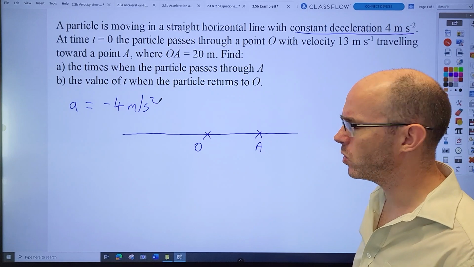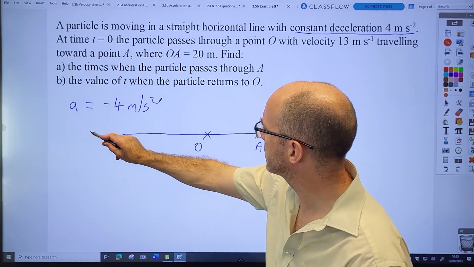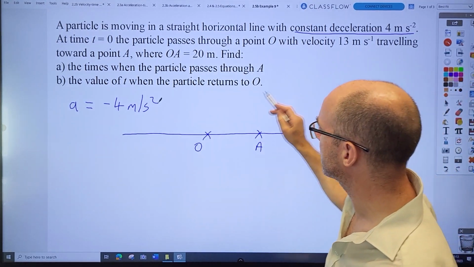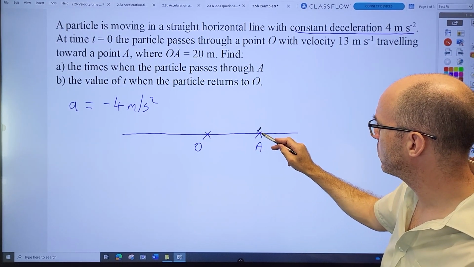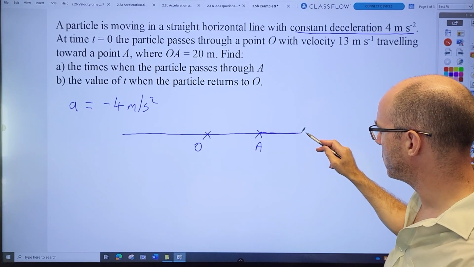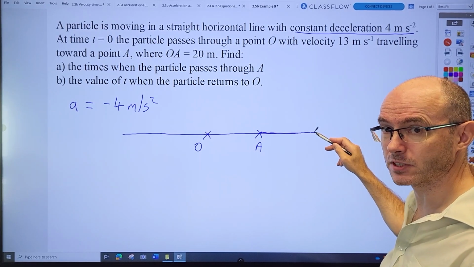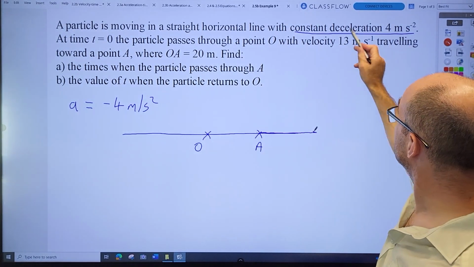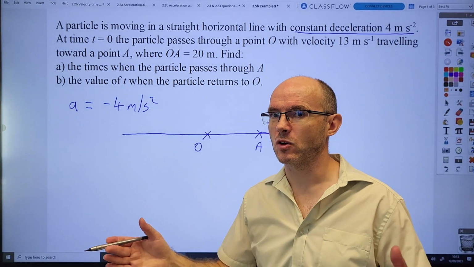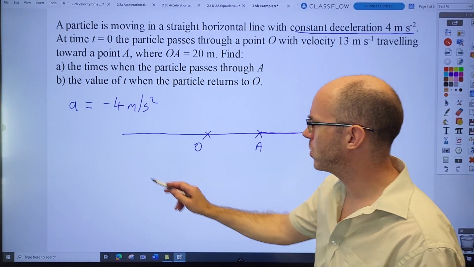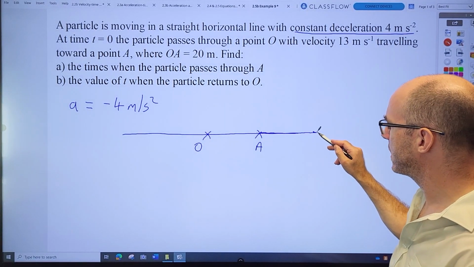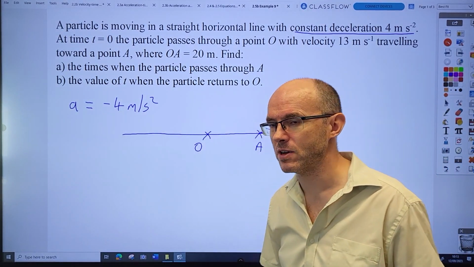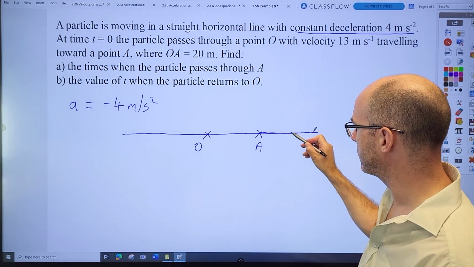It's slowing down. And what's actually going to happen? Well, it's going to pass here at a particular speed or velocity, 13 meters per second. Then it's going to pass here. It'll keep on slowing down. At some point, it's going to stop, isn't it? Because it's slowing down. But the question says, effectively, it's always got a constant deceleration. What's going to happen then is that it will then continue to accelerate in the negative direction. It's actually going to start going back this way.